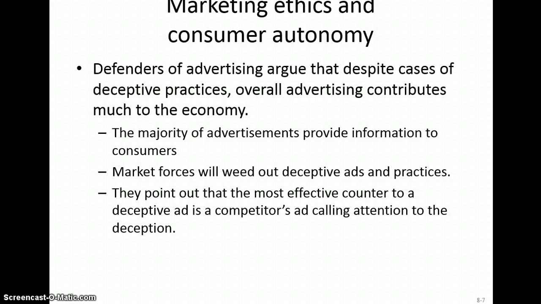Ultimately, though, I think we can defend, to some extent, our current marketing approach here in the USA. We might say that most advertisements provide important information to consumers. Market forces do tend to weed out deceptive ads and practices. For example, you might have competitors pointing out the deception of one of their rivals. We might also see consumers who have been misled not go back and give a business their services again in the future. Alright, so this video serves as a brief introduction to the Chapter 8 and Module 8 content that we'll be covering.